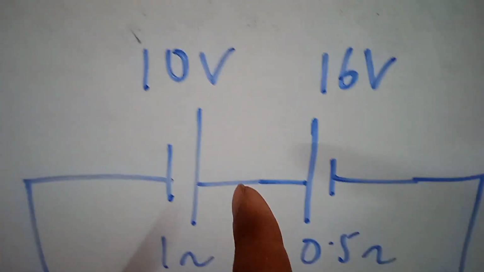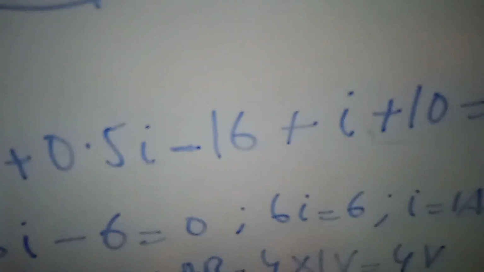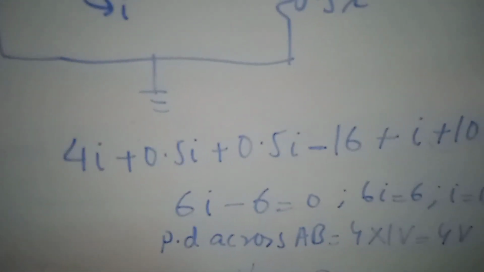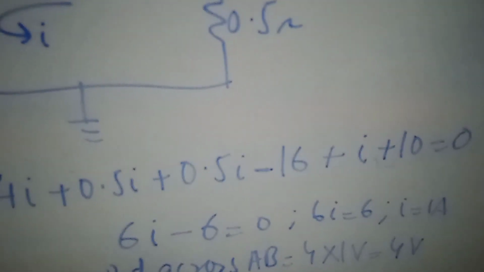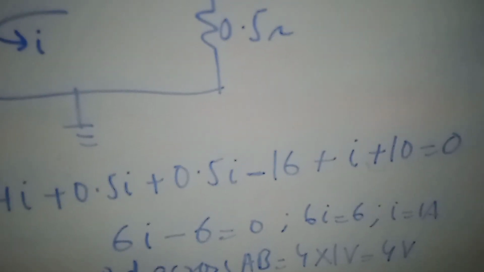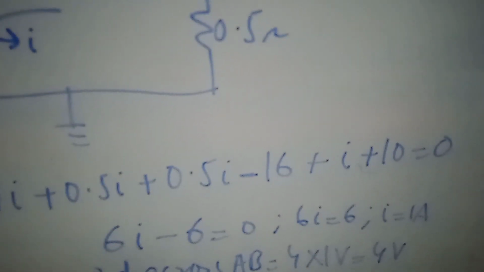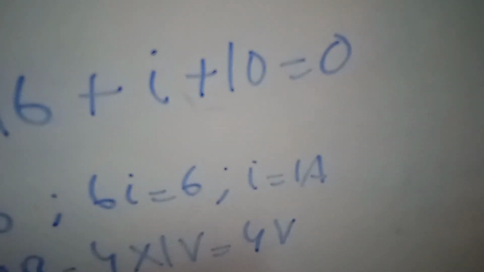Now where is it entering? The positive part of the 10 volt source, so plus 10 plus I. So 4 plus 0.5 plus 0.5 gives you 6I, and minus 16 plus 10 is minus 6. So 6I minus 6 equals 0, so 6I equals 6, so I equals 1 ampere. That is the current flowing through the circuit: 1 ampere.